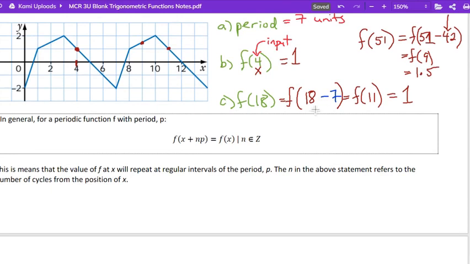Okay, so in general, if we want to find out the value of the output, or the value of the function at a given x value, we know it's going to be a repeating value. And we use this general formula where P represents the period, right? The length of the period. And N represents the number of periods.